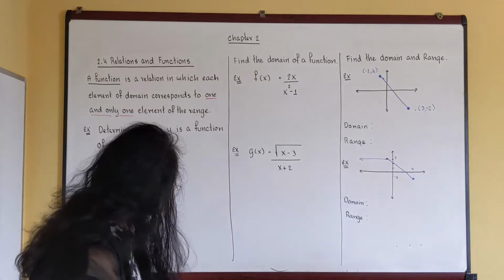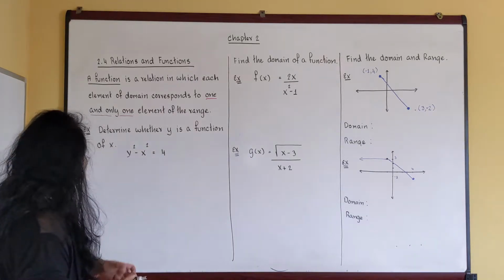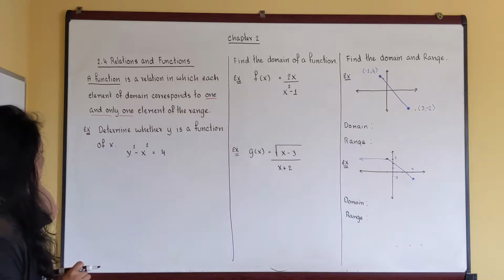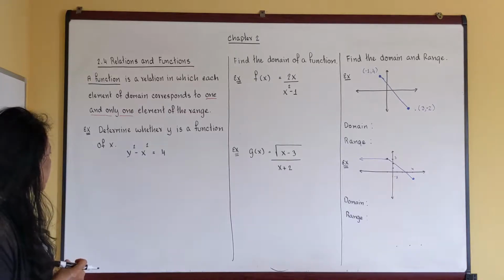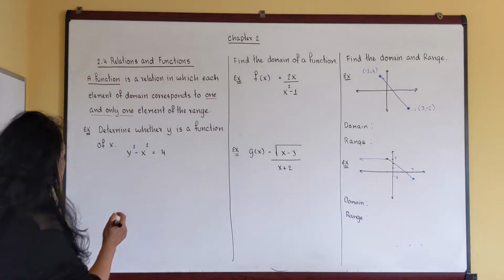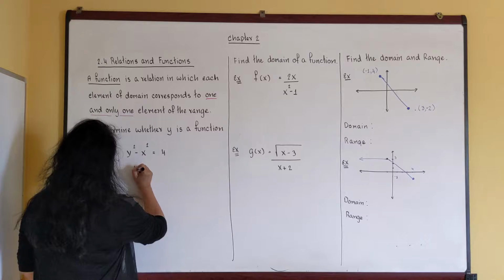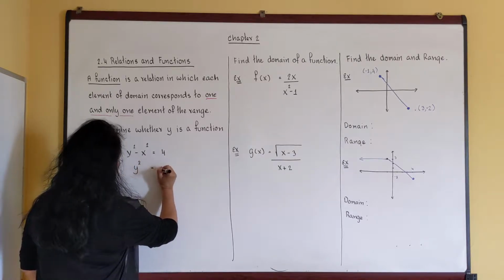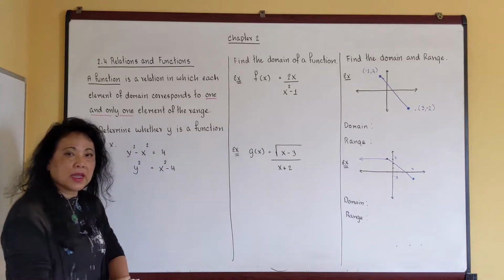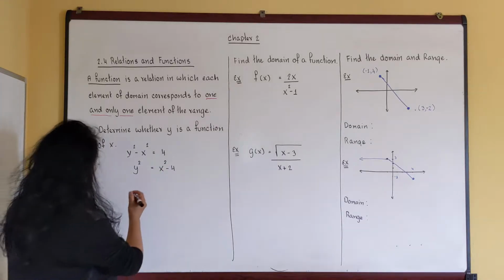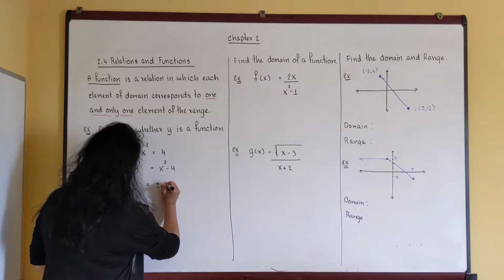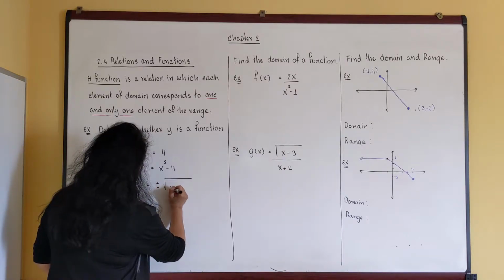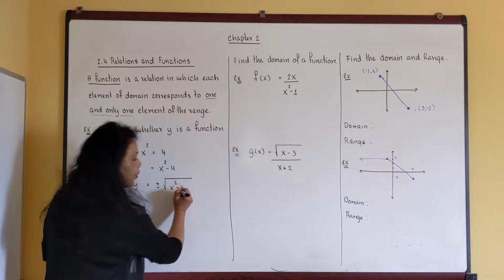Let's look at an example here. Determine whether y is a function of x. So I have y squared minus x squared equal to 4. I'm going to solve for y. So y squared would be x squared minus 4. I'm going to take the root of both sides. So y would equal plus or minus the square root of x squared minus 4.